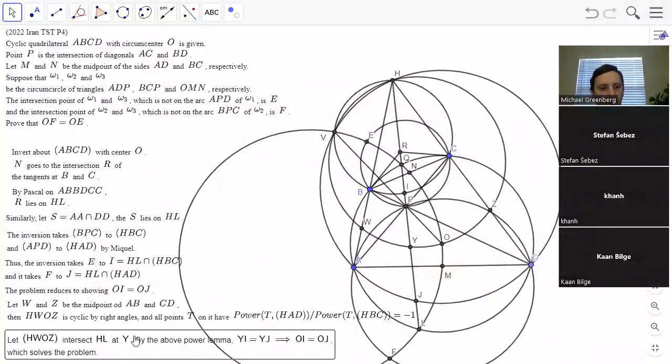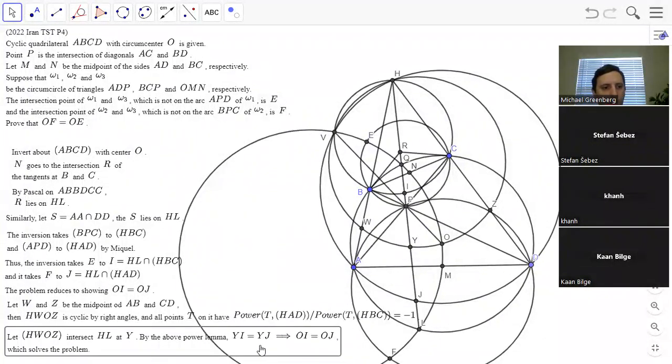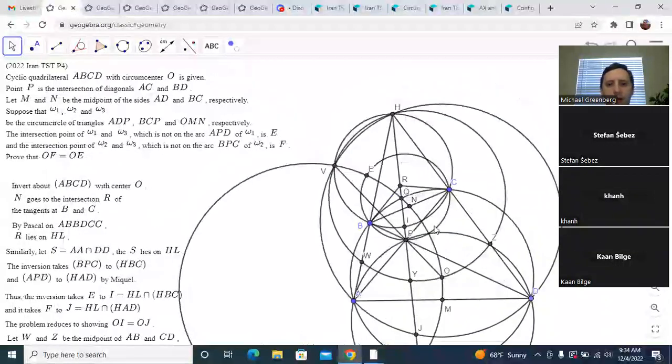So the one thing that we kind of skipped over a little bit here is this step. I might just leave that for the viewers, that it takes BPC to HBC, because like you said, it takes P to V. But yeah, this is a fun one. Yeah, inversion solves a lot of stuff really fast. All right, so I'll move on to the next problem just because I know we're going to have some harder ones today.